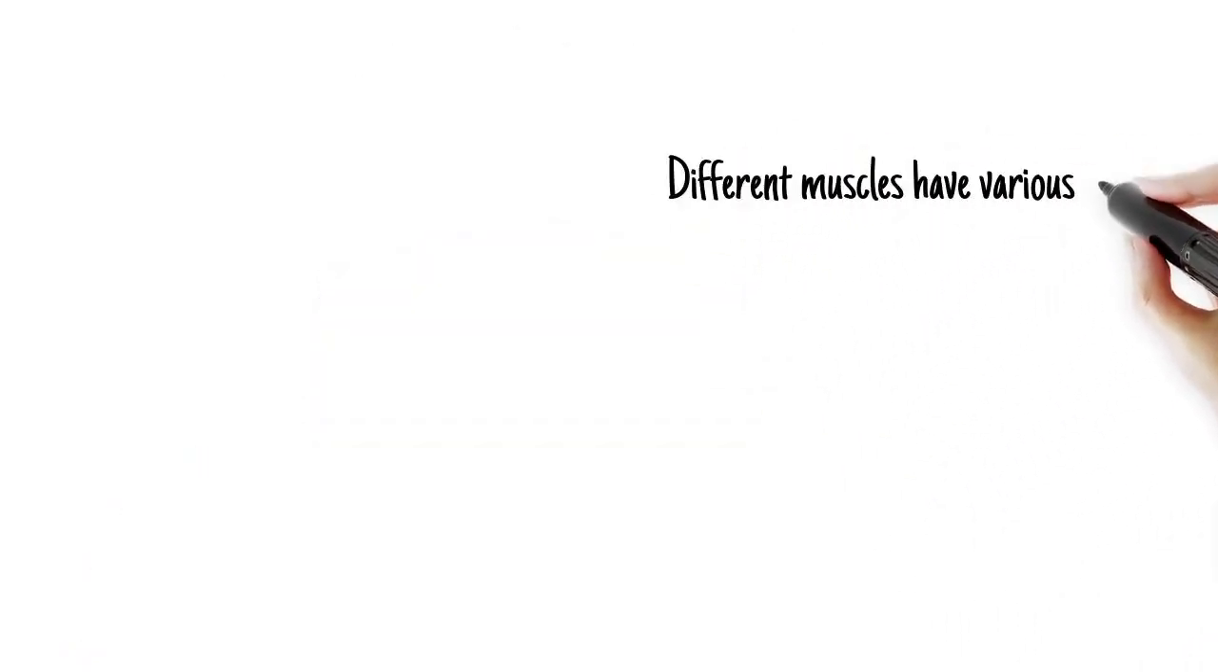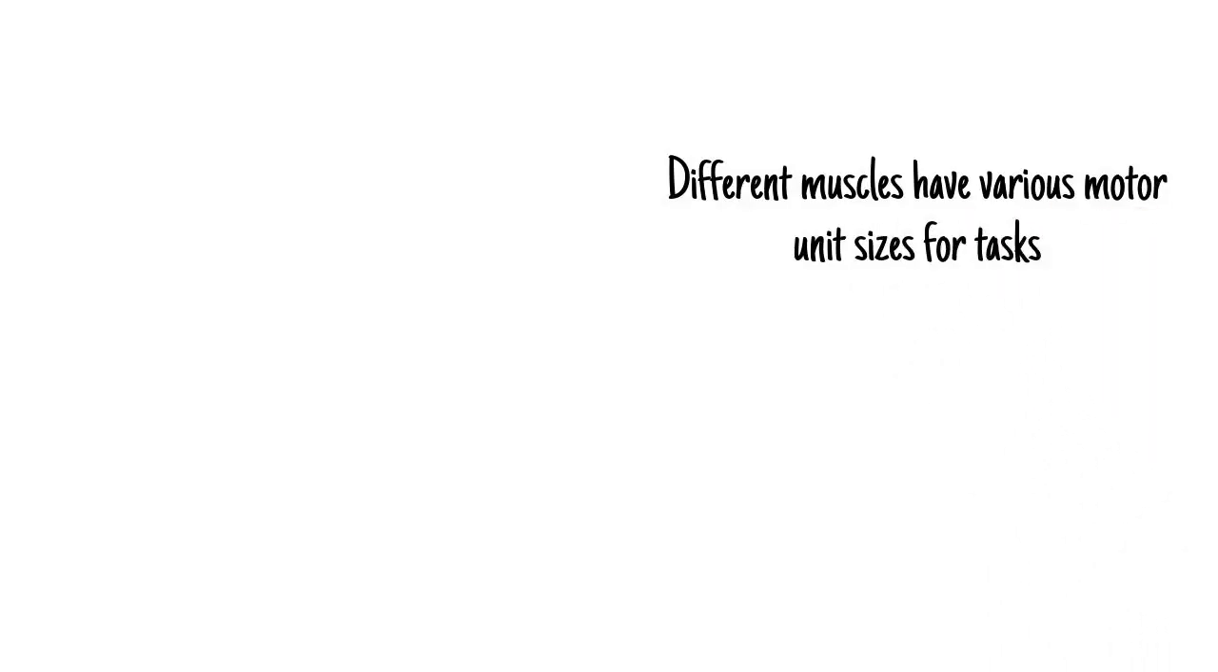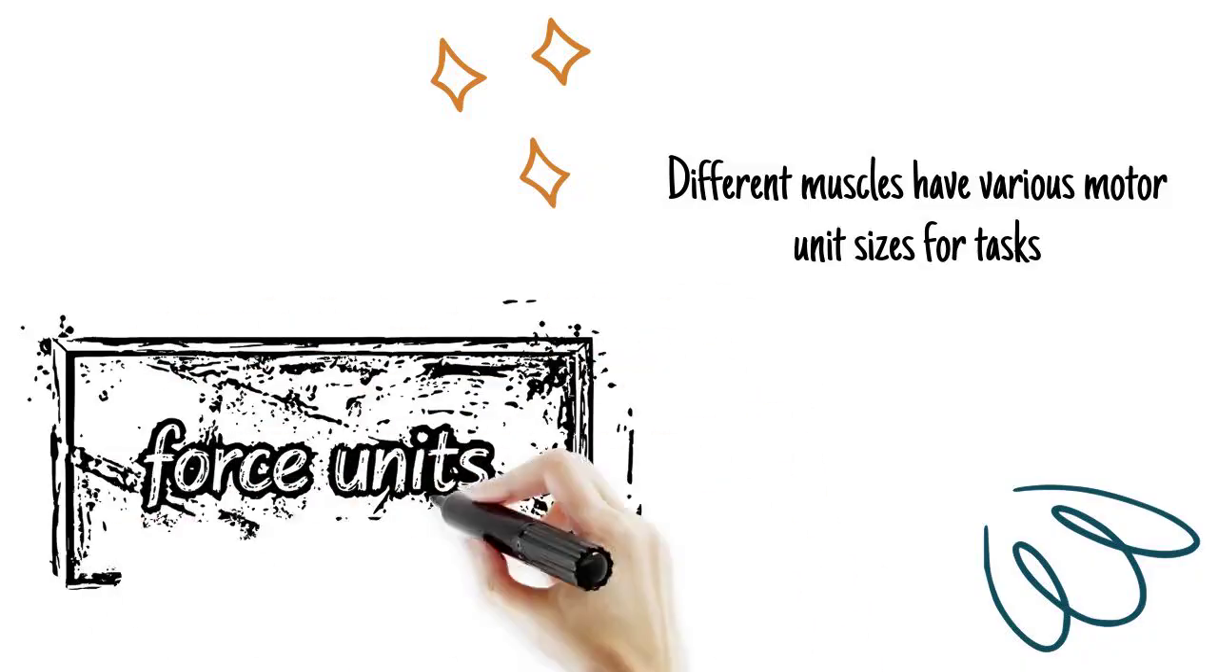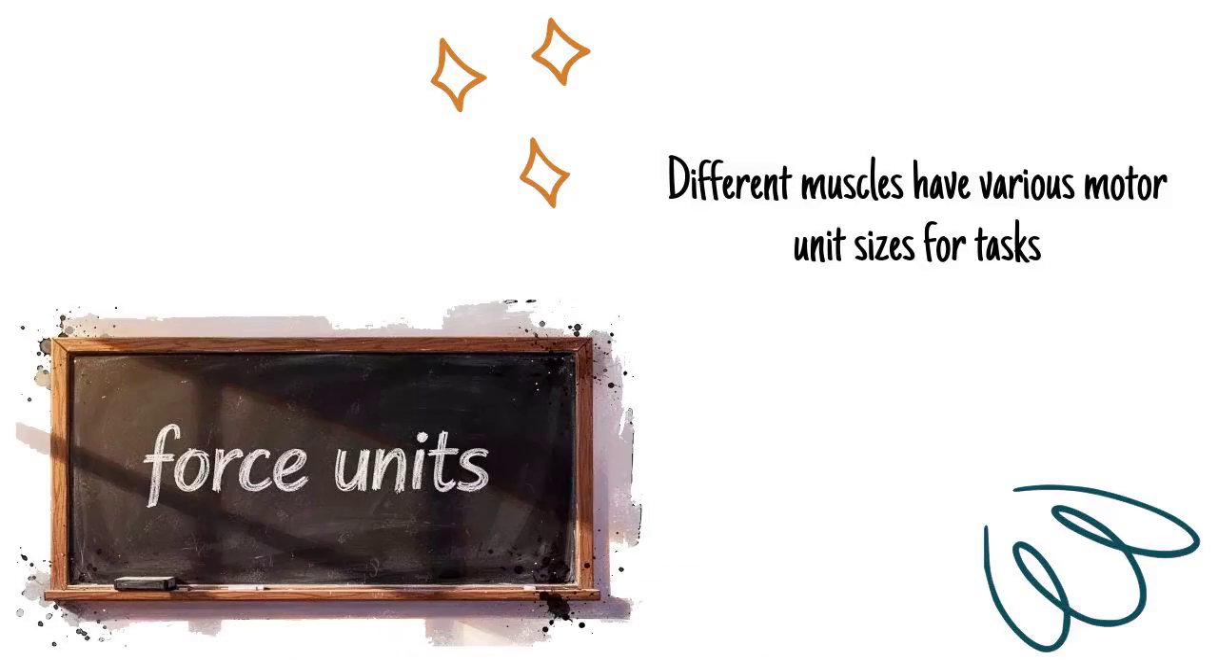Extraocular, finger, and other precision muscles have few fibers per motor unit, while larger muscles, such as biceps or quadriceps, may have very large motor units for strength generation. As more force is required, motor units are generally recruited from smaller, lower force units to larger, higher force units.